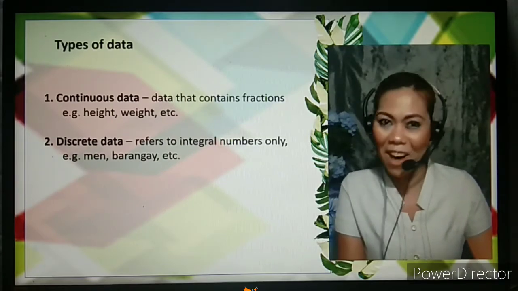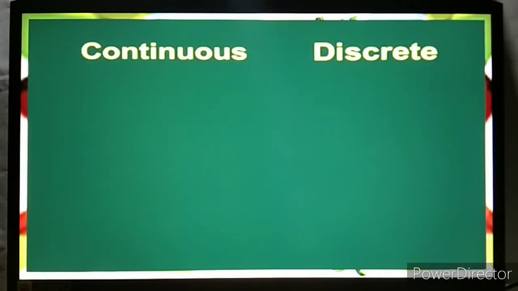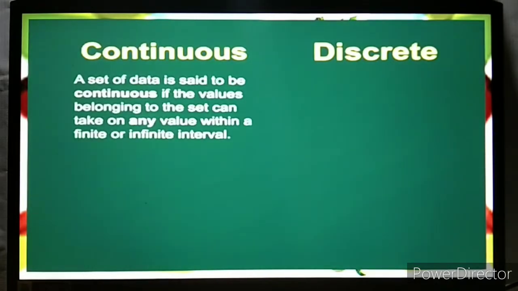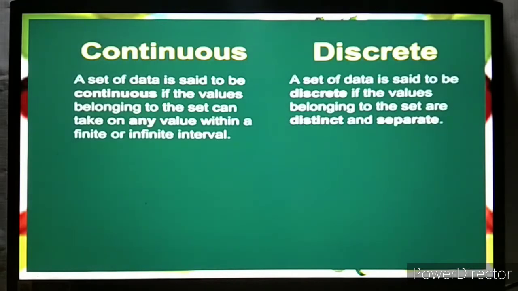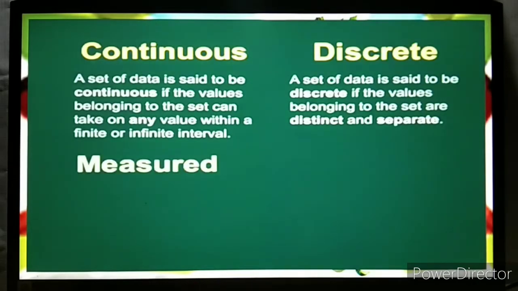So, let's go! Today we will define what it means for data to be either continuous or discrete, and we will offer some examples of each. We say that a set of data is continuous if the values belonging to the set can take any value within a finite or infinite interval. While on the other hand, a set of data is considered discrete if the values of the set are distinct and separate, or in other words, the data can only take certain values. Another way to think about this is to consider that continuous data is data that can be measured, while discrete data is data that can be counted.